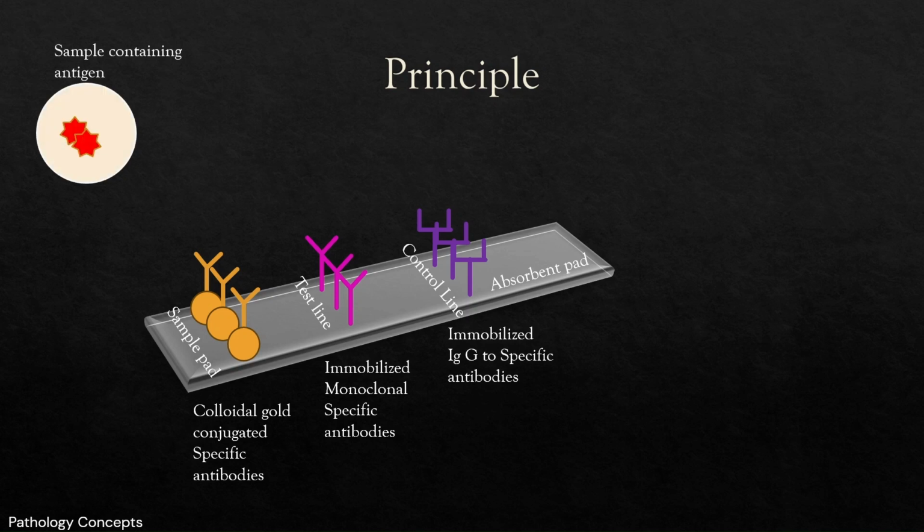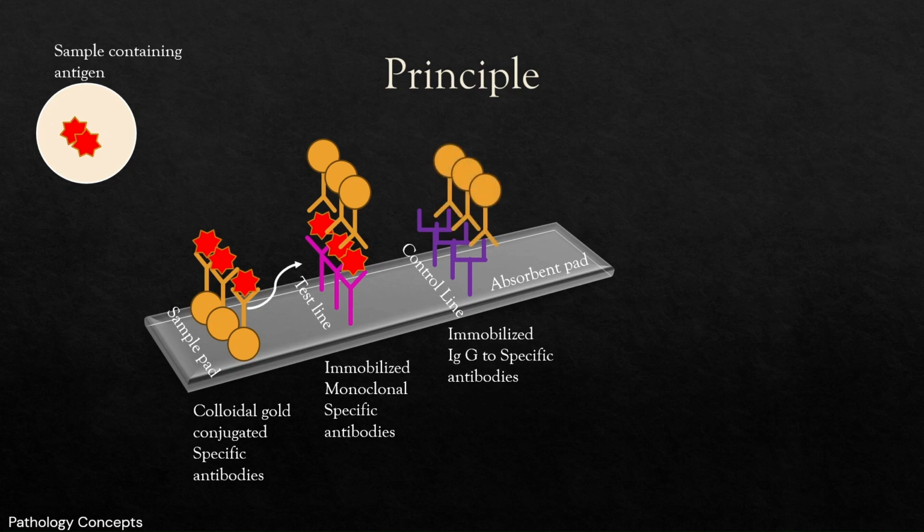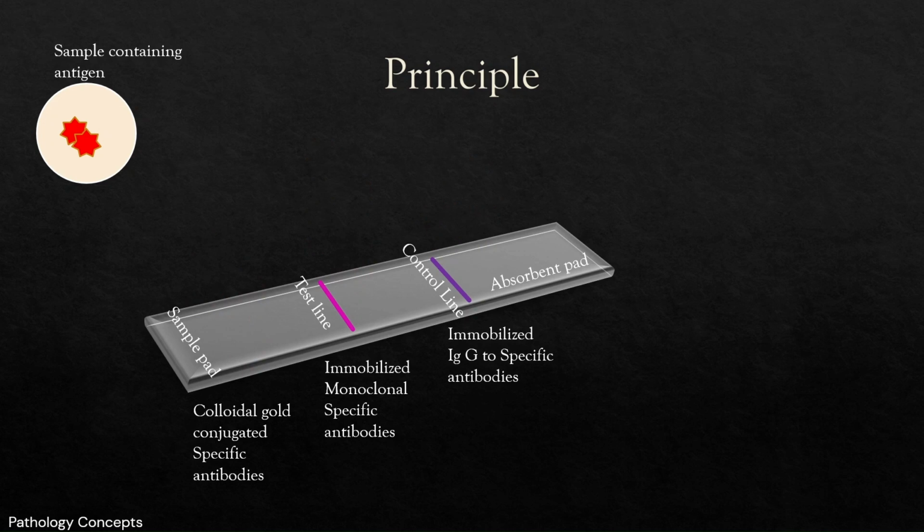So when the sample containing antigen is added on the sample pad, the antigen attaches to the colloidal gold conjugate specific antibodies. This travels through the absorbent pad via capillary mechanism. So this colloidal gold conjugated specific antibody with antigen binds to the immobilized monoclonal specific antibodies, and only colloidal gold conjugated specific antibodies bind to the IgG to specific antibodies. These bindings generate the test line and control line.